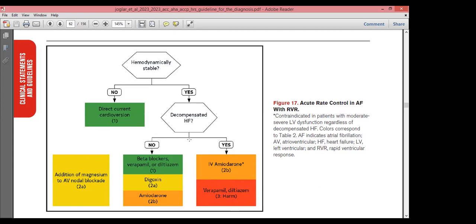So for patients that have AF and don't have decompensated heart failure, class 1 recommendation, you can use beta blockers. You can use verapamil, diltiazem. That's class 1 recommendation. If that doesn't work, you can add digoxin to it. Adding digoxin is class 2A. Then if still that doesn't work, you can add amiodarone. That's 2B. So just know that usage of amiodarone in acute rate control of AF is a class 2B recommendation. Digoxin is 2A. Beta blocker is 1A if there's no decompensated heart failure.